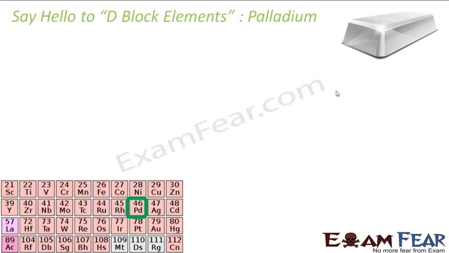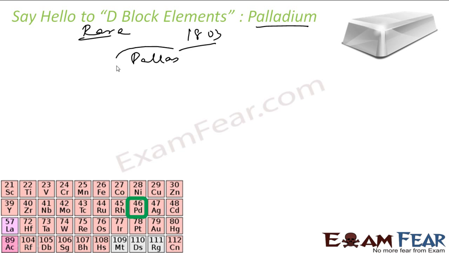Talk about palladium. Palladium is again rare. This is also rare, and this is a lustrous silvery white metal. If you see, it was discovered in 1803, and this is named after the god of wisdom, the Greek word for wisdom, Pallas. Pallas is a Greek word for wisdom. After him, this element is named.